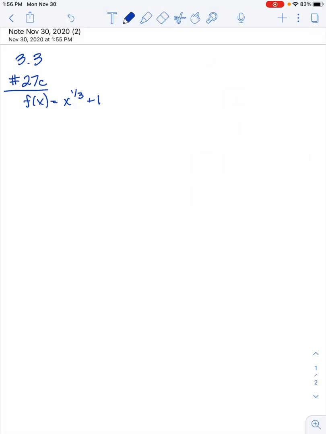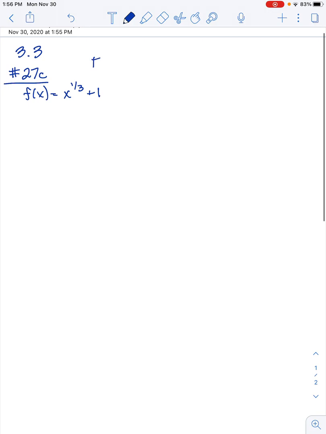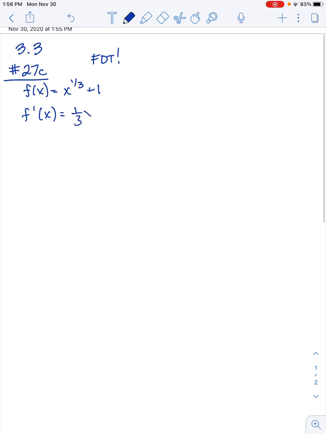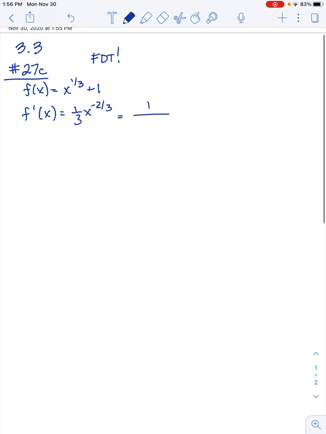All right, so 27C is to apply the first derivative test to identify all extrema. So FDT. First thing we're going to do is take the derivative, which is 1/3 x to the negative 2/3, and then we're probably going to rewrite that in this way so that it's able to be solved easier for critical numbers and stuff.